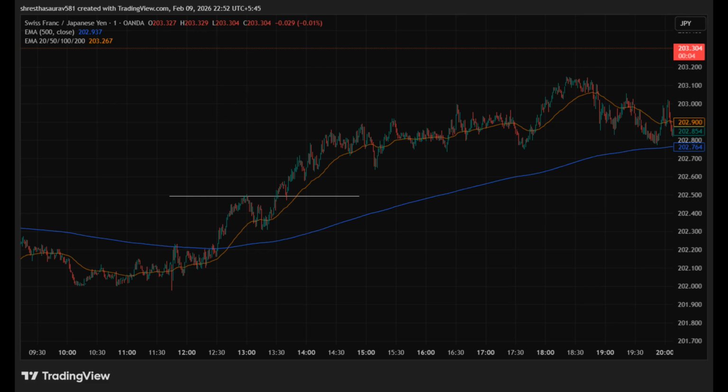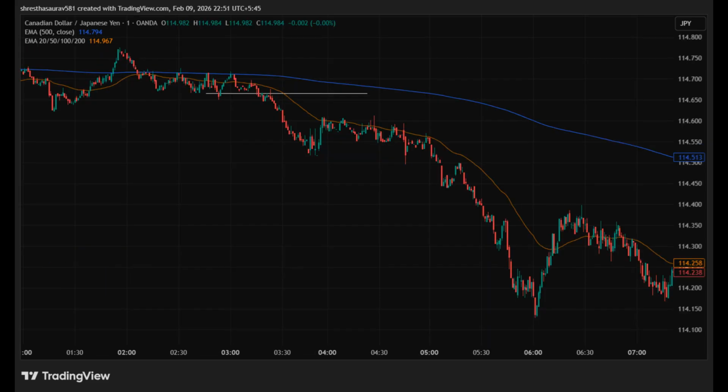The Swiss franc versus the Japanese yen shows a gradual incline. Notice the price action consolidating before making its upward moves, respecting the long-term support. Here's the Canadian dollar against the Japanese yen. The price is showing a noticeable downtrend, with the EMAs acting as resistance.